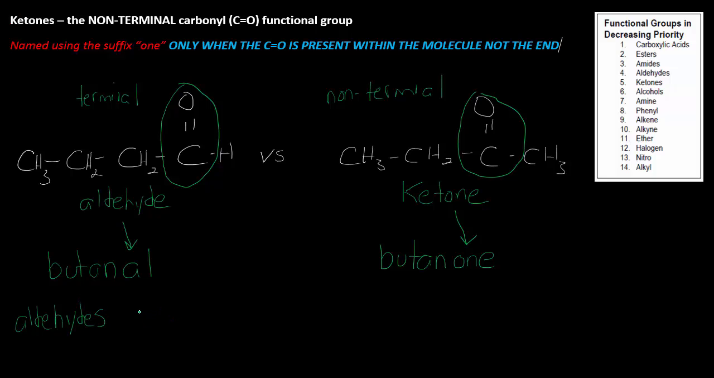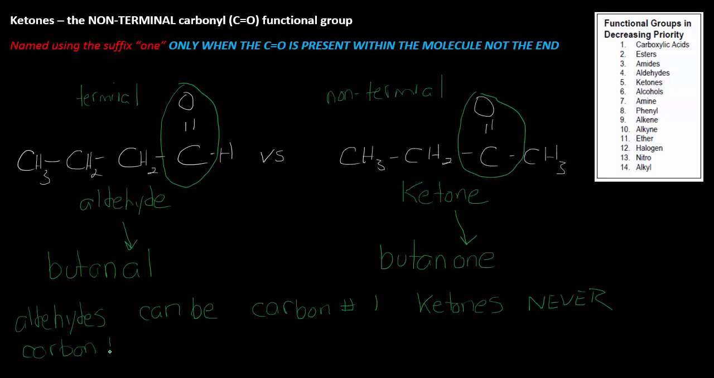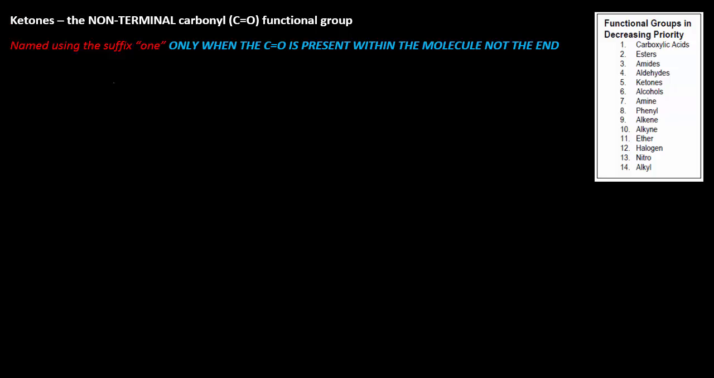You can see that an aldehyde can be carbon number 1. A ketone can never, ever, ever be carbon 1. So the C double bond O can never be on carbon 1 if you have a ketone. That's why we often don't use the 1 when we talk about an aldehyde.